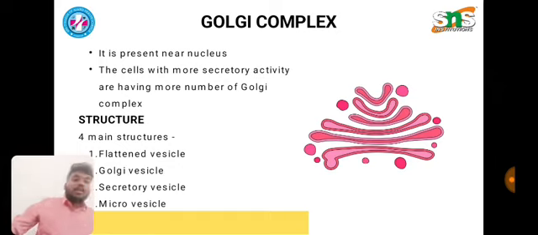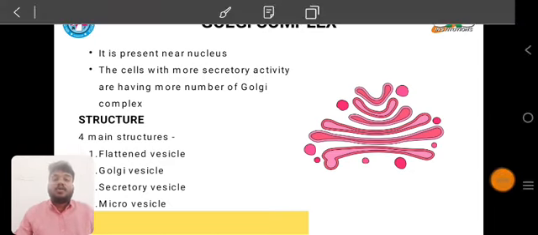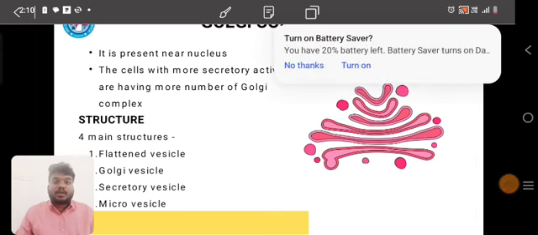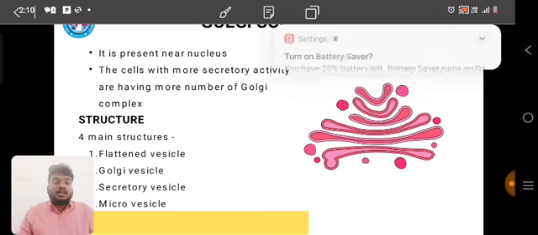So let us see the Golgi complex. It is present near the nucleus. Cells with more secretory activity have more Golgi complexes. By structure, there are four main components: flattened vesicles, Golgi vesicles, secretory vesicles and microvesicles. The small particles are called microvesicles.